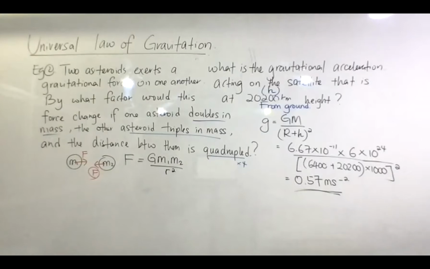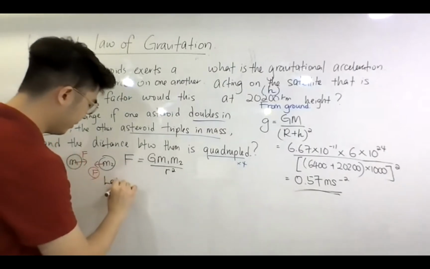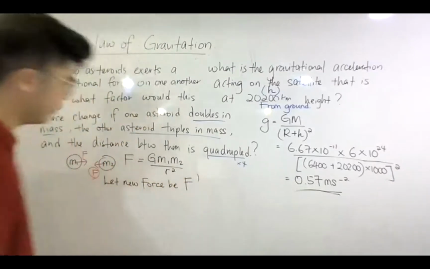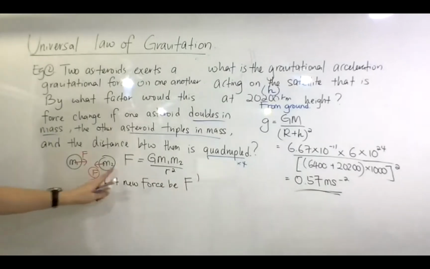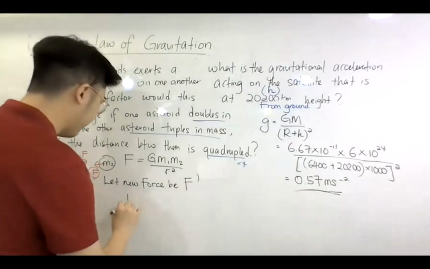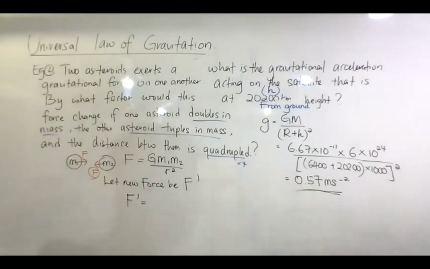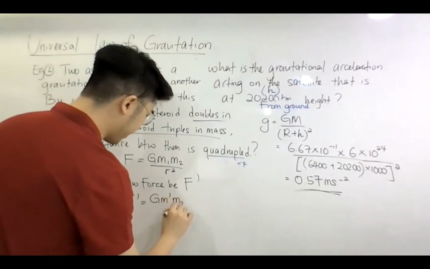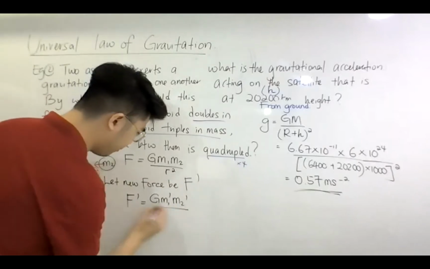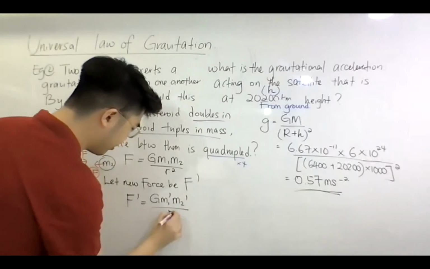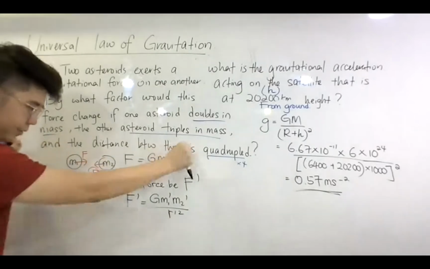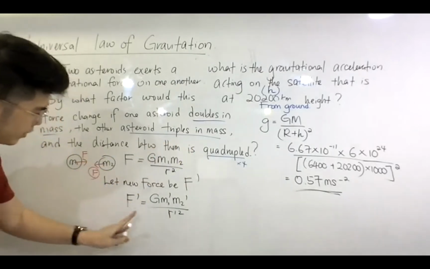Now it says one mass is doubled. Let the new force be F dash, the force that has changed, the new one. So F dash equals what? Equals GM1 dash M2 dash over R dash squared. These are all the new masses. This is the force when one is tripled and one is doubled, so I use another symbol, F dash.